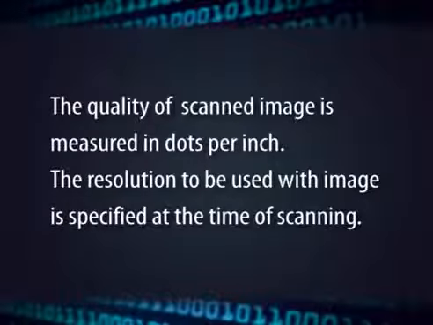The scanners are also classified based on their quality and resolution. The quality of scanned image is measured in dots per inch. The resolution to be used with the image is specified at the time of scanning. That means, in the same scanner you can scan a document with different resolution. The scanned image can be saved at a lower resolution to save disk space, because the higher the resolution, the size of the file is more. The lower the resolution, the size of the file will be less.